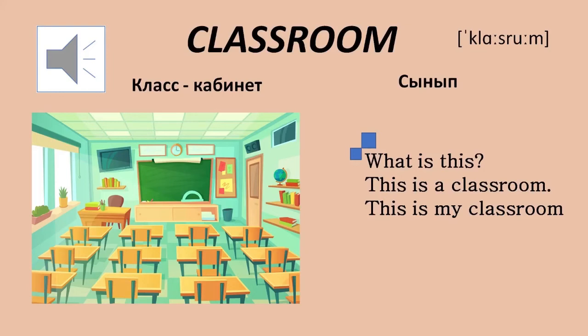Next word is classroom. Classroom. Класс – кабинет, немесе қазақша – сынып. For example, what is this? Бұл не? This is a classroom. Бұл сынып. Это кабинет. This is my classroom. My classroom. Бұл менің сыныбым.